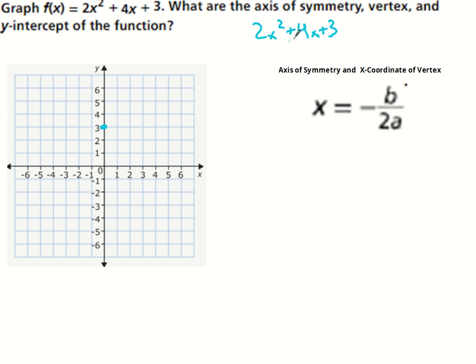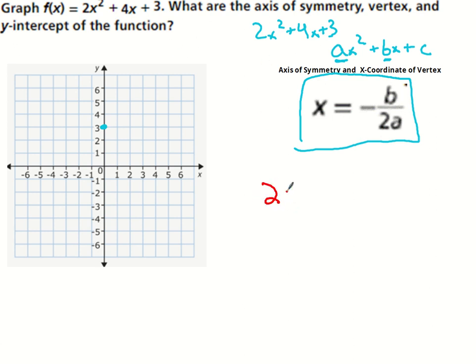If I want to find the vertex or the axis of symmetry, the x value of the vertex is equal to this. This is the formula that we use. The standard form is ax squared plus bx plus c. I'm going to plug in the values for a and b into this formula to find the x value of the vertex. If it's 2x squared plus 4x plus 3, my a value is 2 and my b value is 4. So I can plug that into this formula.